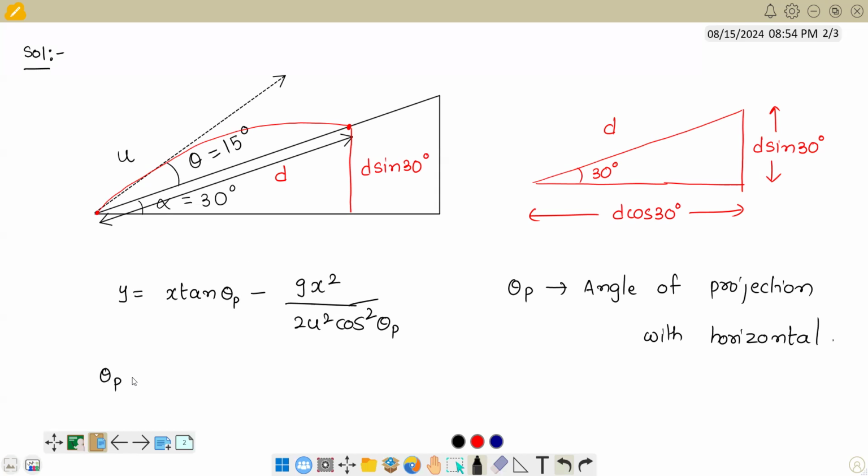What is theta p? Theta p is the angle with the horizontal. What's the total angle of the projectile? This is 15 degree, this is 30 degree. So the total angle is 15 degree plus 30 degree, so it would be 45 degree. We got theta p. Next, what is the value of y? The y value is D sine 30 degree. What's the value of x? D cos 30 degree. Substitute everything in our given equation.